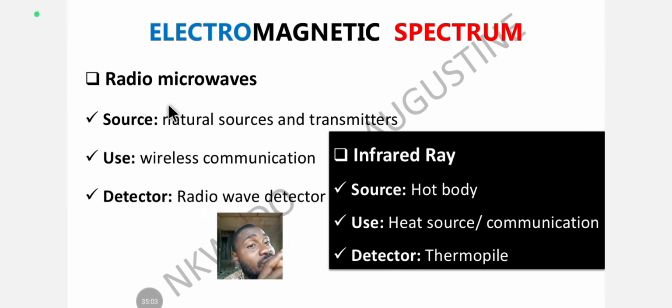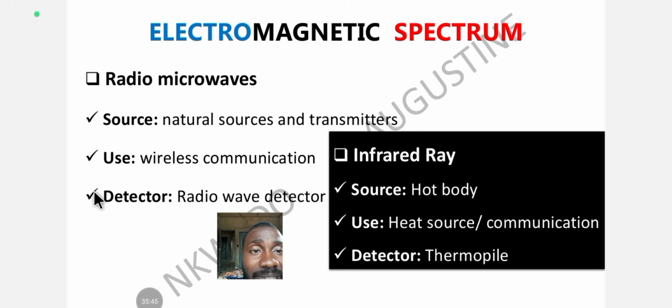The first spectrum is radio wave. What is the source of radio wave? It has natural sources and artificial sources, which are the transmitters. What is the major use of radio wave? It is used in wireless communication, phone calls, airing of news on radio stations, television, all those things. They work under the principle of this particular electromagnetic spectrum, radio wave.